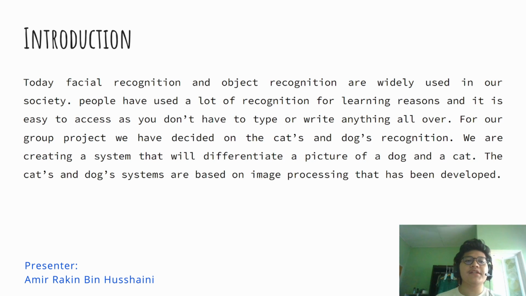Introduction. Today, facial recognition and object recognition are widely used in our society. People have used a lot of recognition for learning reasons, and it is easy to access as you don't have to type or write anything all over. For our group project, we have decided on cats and dogs recognition. We are creating a system that will differentiate a picture of a dog and a cat. The cats and dog system is based on image processing that has been developed.